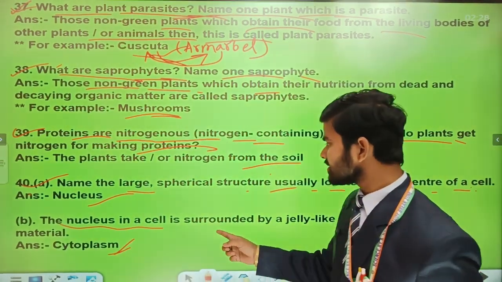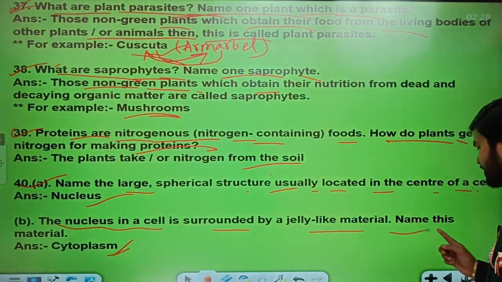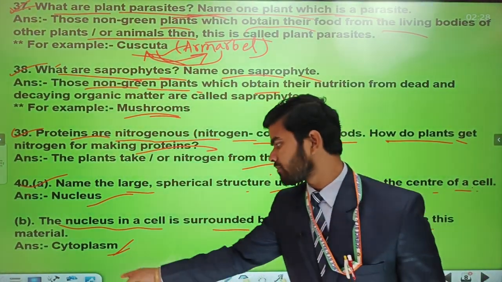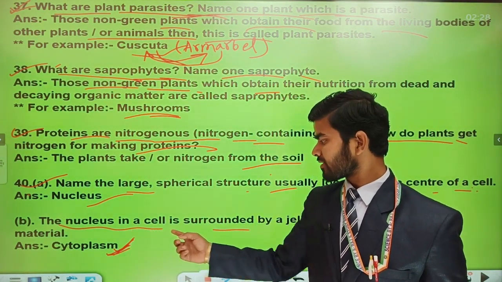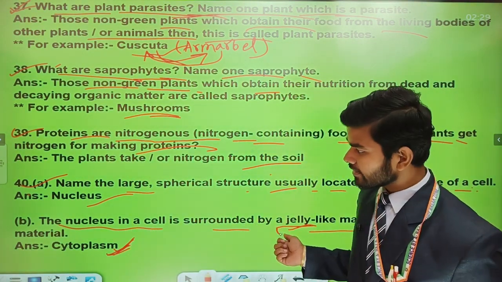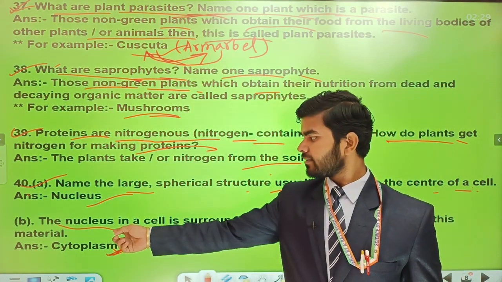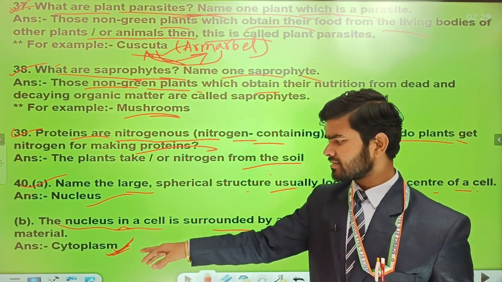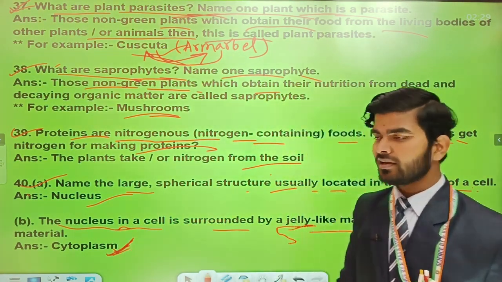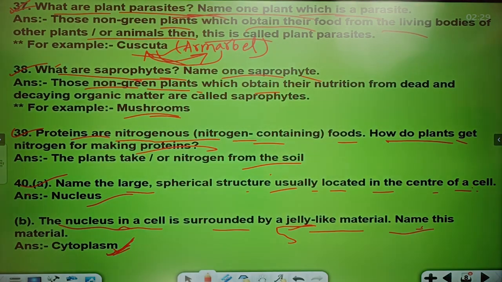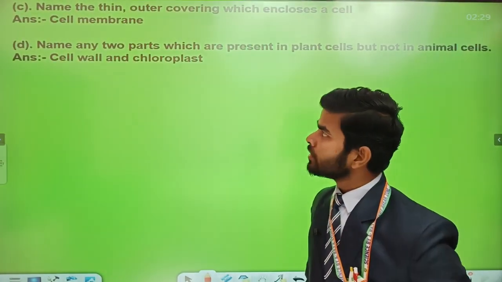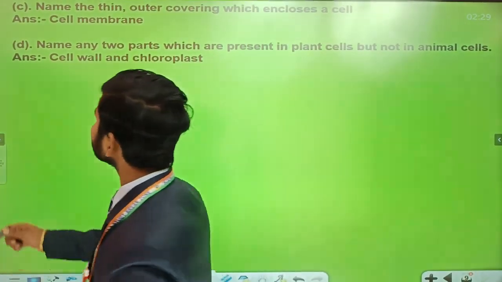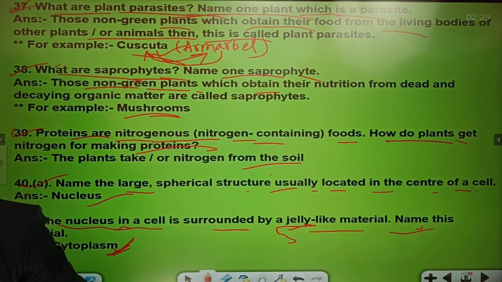The nucleus in a cell is surrounded by a jelly-like material. Name this material. That is the cytoplasm. In simple English, what is cytoplasm? Cytoplasm is a jelly-like material which surrounds the nucleus and is spread over the cell. This is called the cytoplasm. If you want, you can write it. Now we can proceed to the next question.